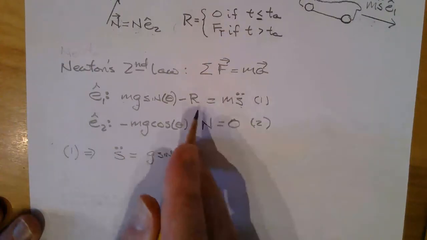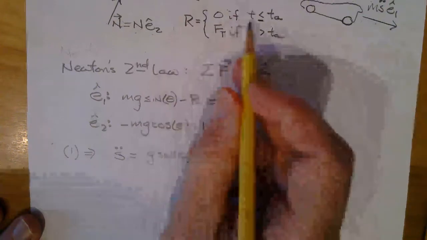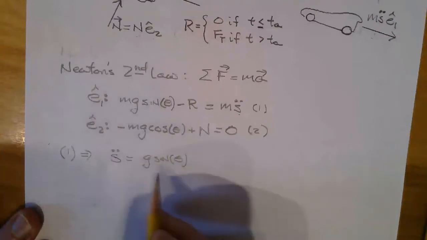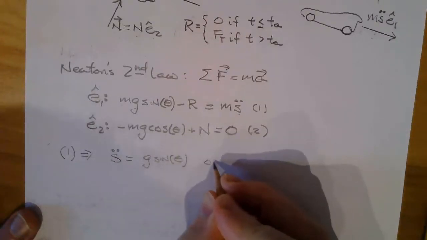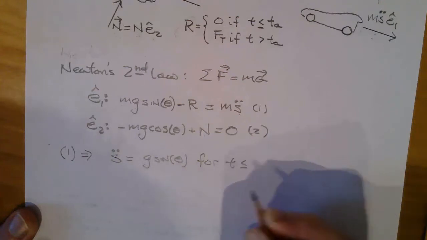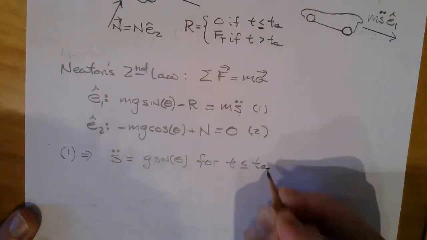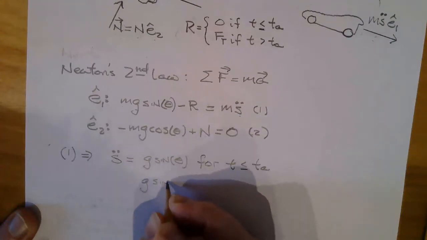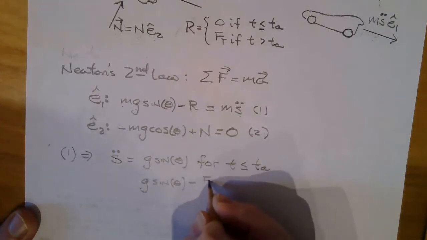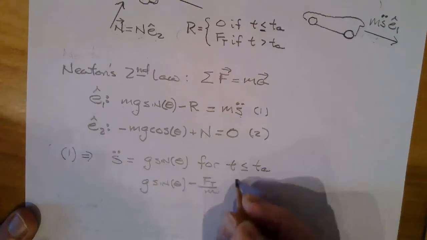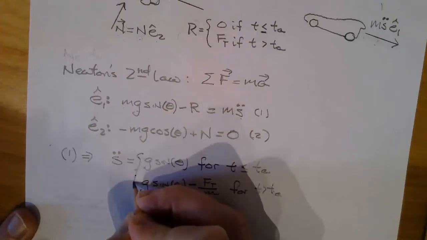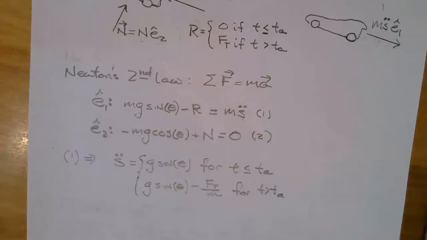But the rocket force, or the thrust from the rocket, is 0 up until time ta. So this is my acceleration for t less than or equal to ta. And it is g sine theta minus ft over m for t bigger than ta, right? Like so. So here's what I get for acceleration. That's kind of cool. So that comes immediately from it.